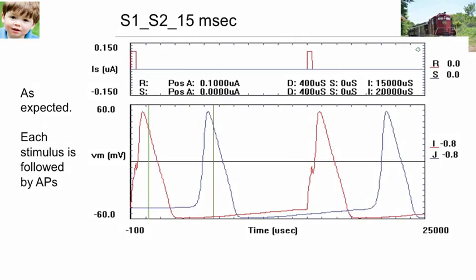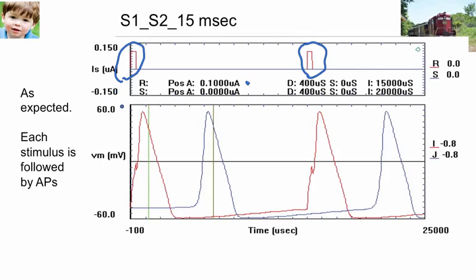So here it is with the stimuli separated by 15 milliseconds. Seems very straightforward. Give a stimulus. You notice a good strong stimulus magnitude. We give a second stimulus. The second stimulus is given 15 milliseconds after the first. Well, look what happens, just what you'd like to see happen.